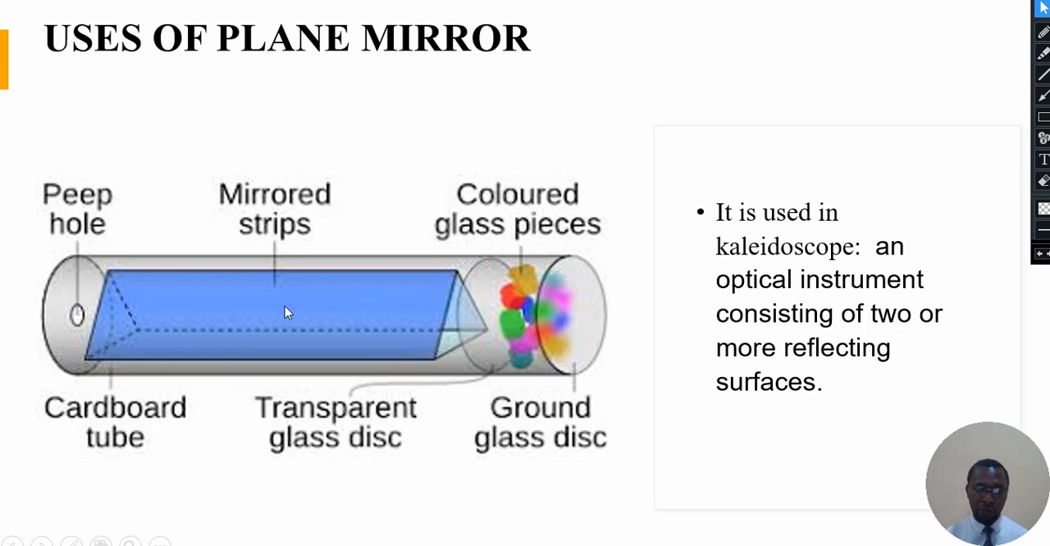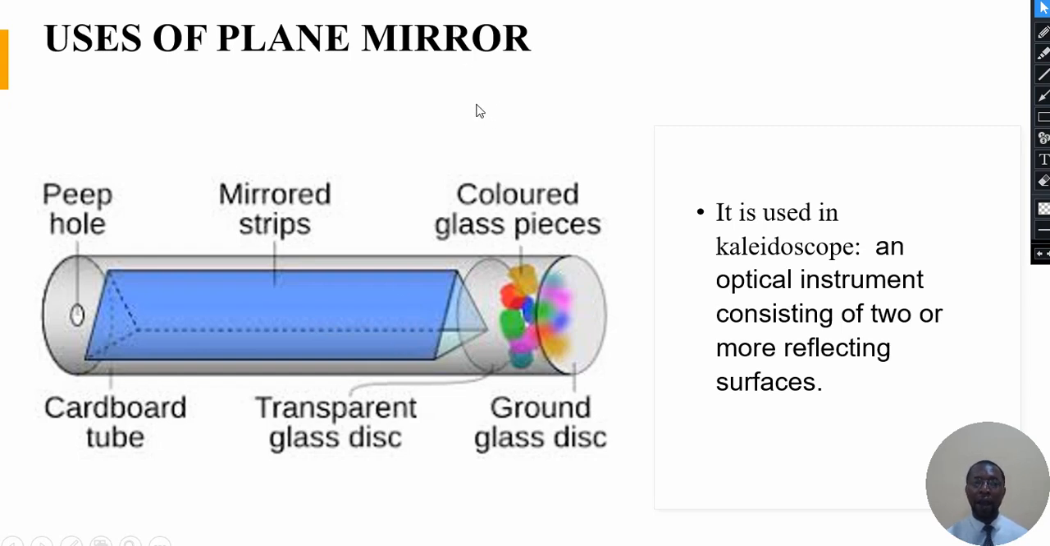Now, at the end of the construction, the essence of this is for you to be able to see reflections of colors. These are the different colors that have been placed beneath the kaleidoscope. This is where you can view the colored object. By the time you look through the kaleidoscope at this colored object here, you'll be seeing different colors interfering with one another, and it gives a very beautiful look because of the reflection of the mirrors in the kaleidoscope.